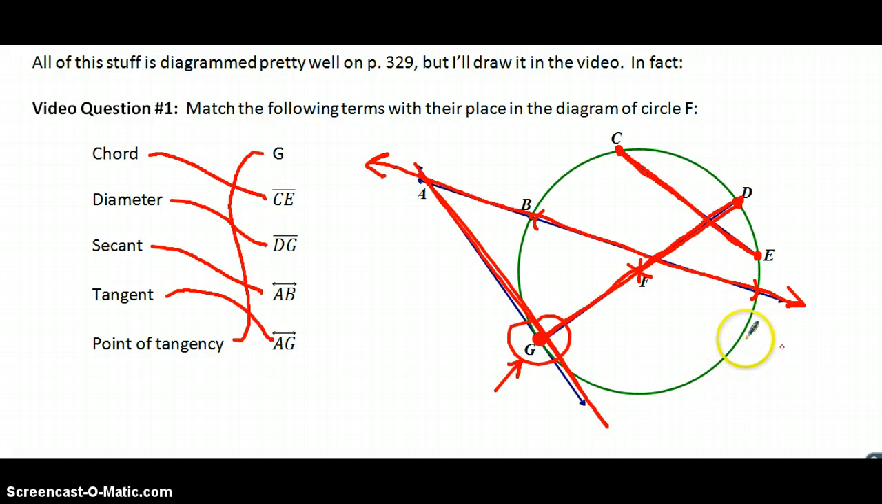I'll draw another one over here so you can kind of see what I mean. I'll be a little more careful. Here comes this line, and it just barely touches the circle at one point, then it keeps going. That is called a tangent line, and this special point where it touches is called the point of tangency.